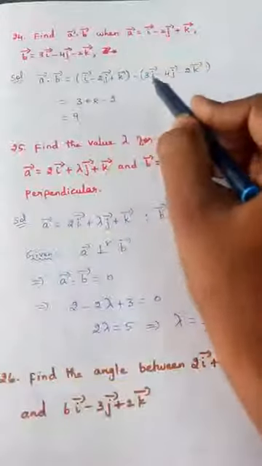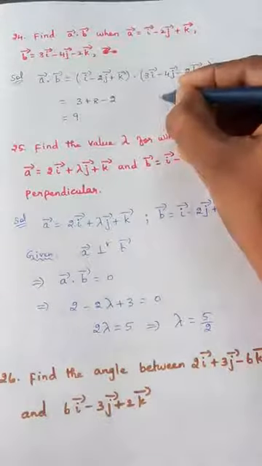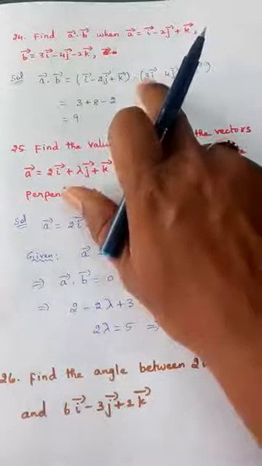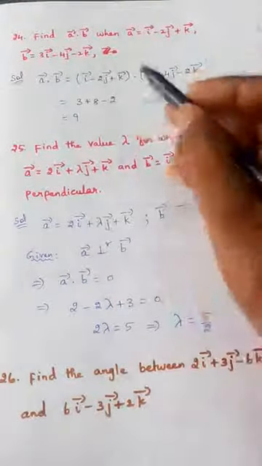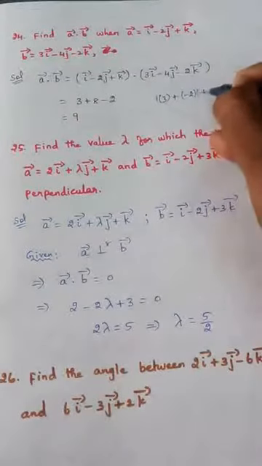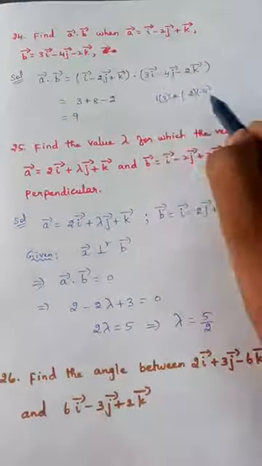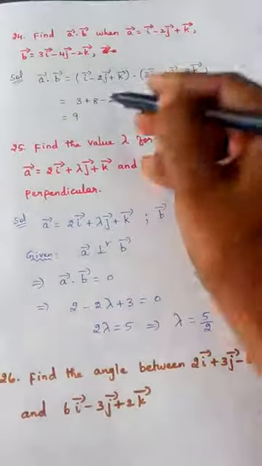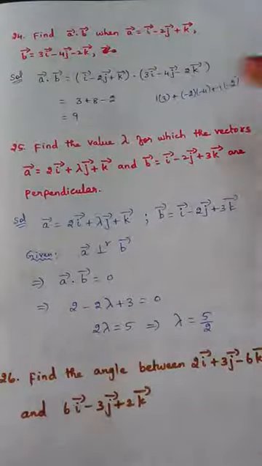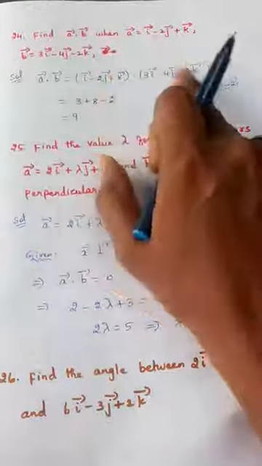Just multiply the coefficients of I. Here the coefficient of I is 1, so 1 into 3. 1 is nothing but the coefficient of I, 3 is the coefficient of I in the second bracket. Then J with J, that is plus minus 2 into minus 4, that is the J coefficient is minus 2, here the J coefficient is minus 4. Plus the K coefficient, here it is 1, here it is minus 2, so 1 into minus 2. This is how we have to do it. This is how we will find A vector dot B vector. I with I, J with J, K with K.